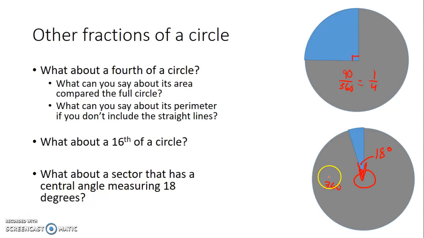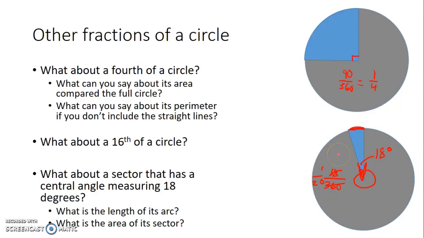So if this were 18 degrees and we wanted to see what fraction of the circle it is, we could just say it's 18 degrees out of 360, and then we can reduce. 18 goes in 18 once, and 18 goes in 360 twenty times. So this would actually be a 20th of the full circle. What about the length of its arc, this piece right here? Well, it's just a 20th of the overall circumference.